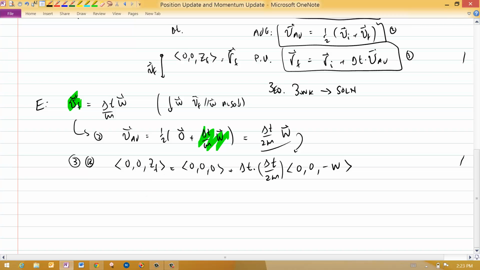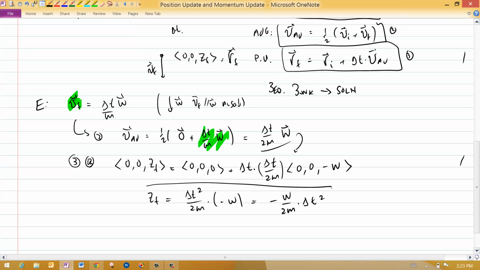So that was equation number 3. Now I've got a single unknown here. If I look at the z components of these equations, I get z final is equal to delta t squared over 2m times minus w, or minus weight divided by 2m times delta t squared. And that is the answer I get for how far it has fallen.